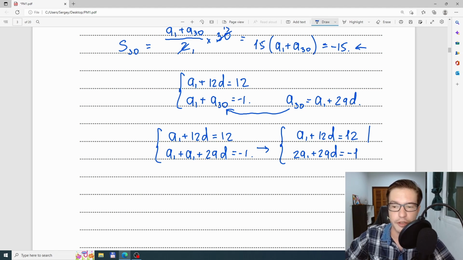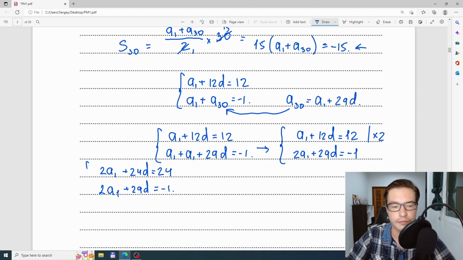But first, let's multiply the first equation by 2. And we get 2A1 plus 24d equals 24. And the second equation is going to be unchanged: 2A1 plus 29d equals minus 1. Now, to get rid of A1, let's subtract the equations. 2A1 minus 2A1 is 0. That's exactly what I wanted. Now 24d minus 29d is going to be minus 5d equals, and then 24 minus minus 1 is going to be 25.